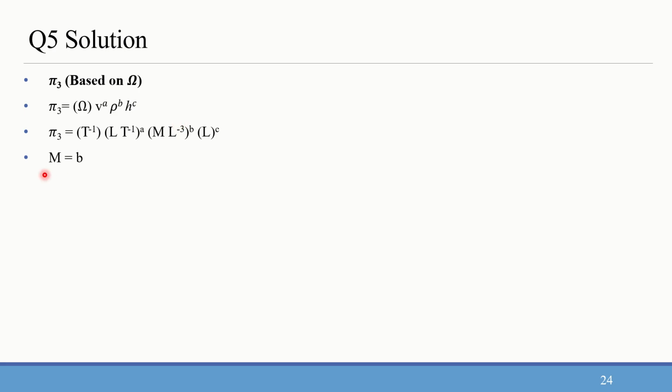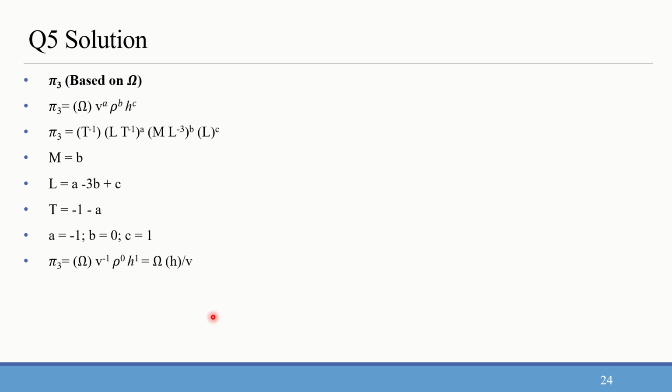So after that, again for M we will have only B. And for L we have A minus 3B plus C. And for T we have minus 1 minus A. So after this, again we will be equating it to 0. We will have A equal to minus 1, B equal to 0 and C equal to 1. So we are going to substitute it in that. So pi 3 becomes sigma V power minus 1 rho power 0 H power 1. So it is H into sigma divided by V.